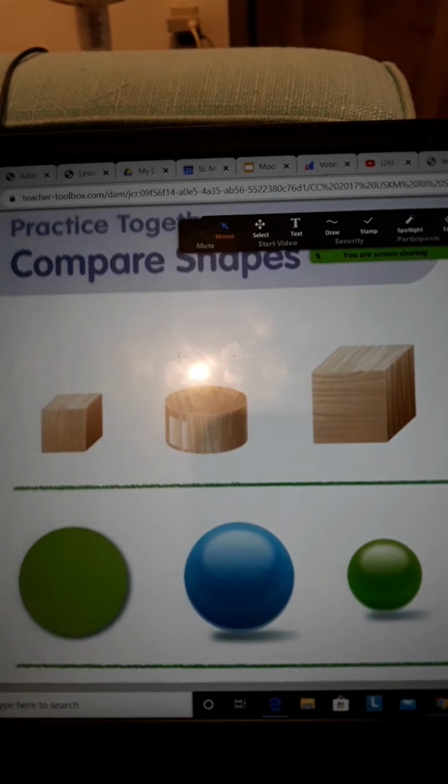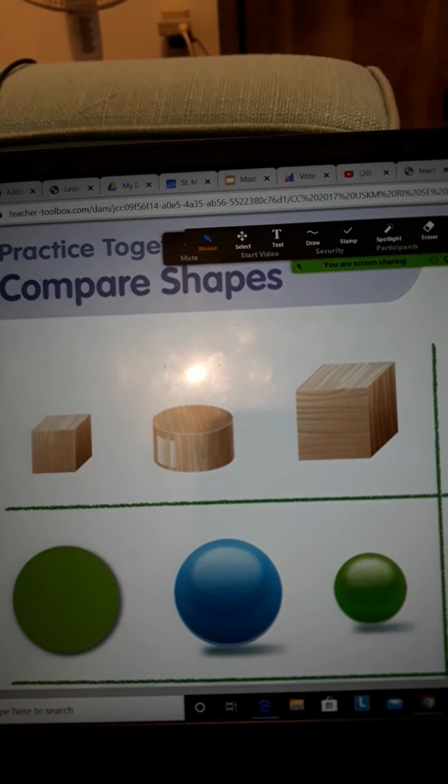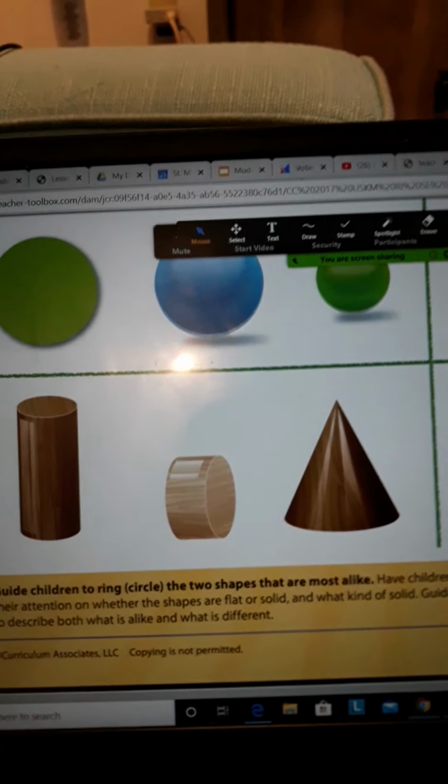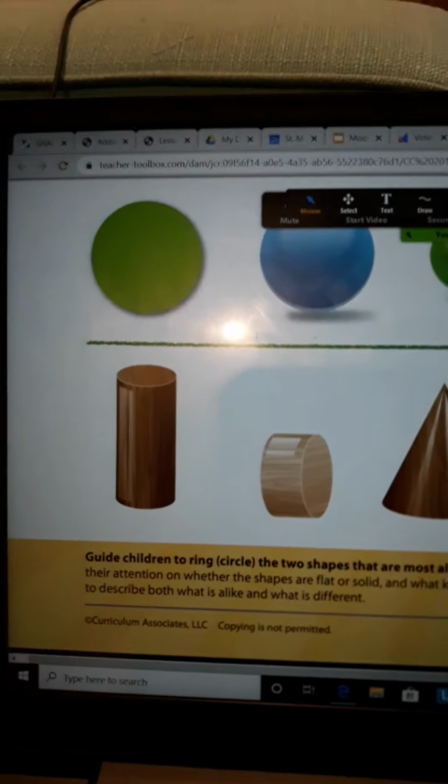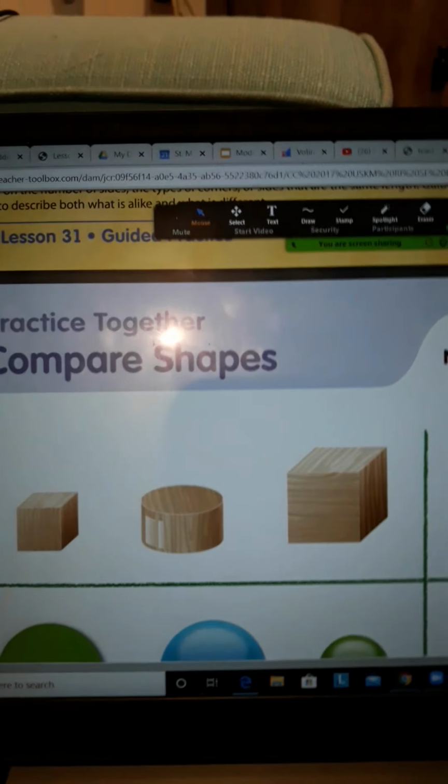Okay, so let me move on to the next one. This one in particular wants you to tell us if you see a face. Which one has faces? Let me read it to you. It says, have children focus their attention on whether the shapes are flat or solid, and what kind of solid. Guide children to describe both what is alike and what is different. So, solids or flats. But I want to introduce the phrase faces, because for the next page, you're going to have to deal with faces. Let me show you what I mean by faces.